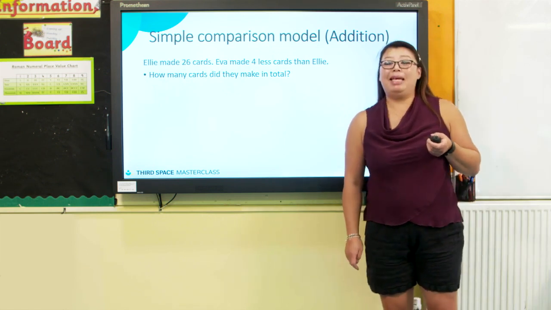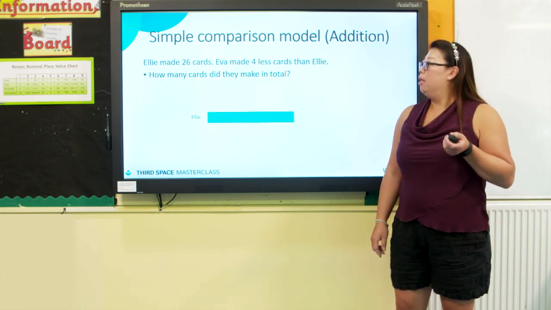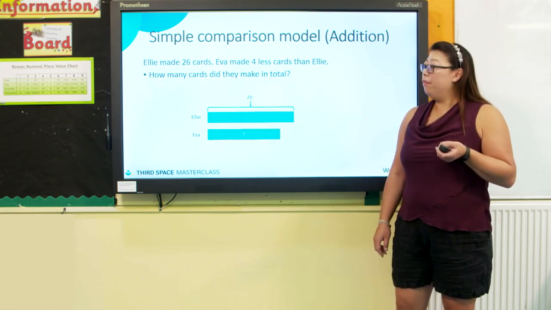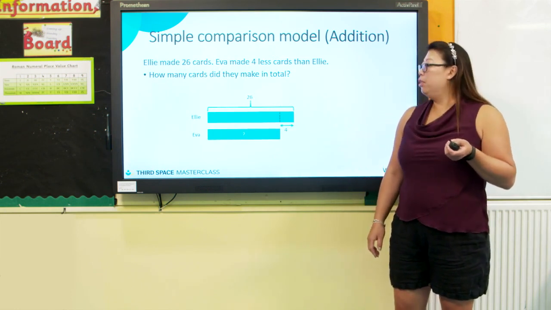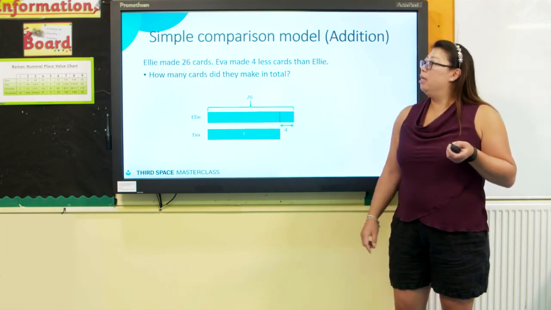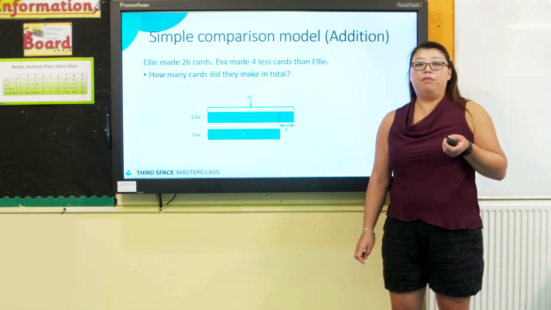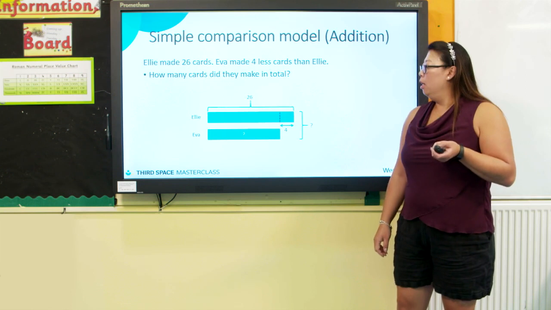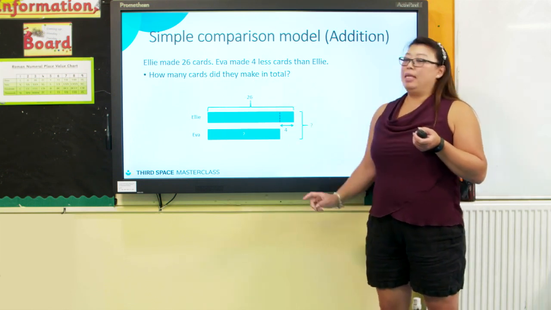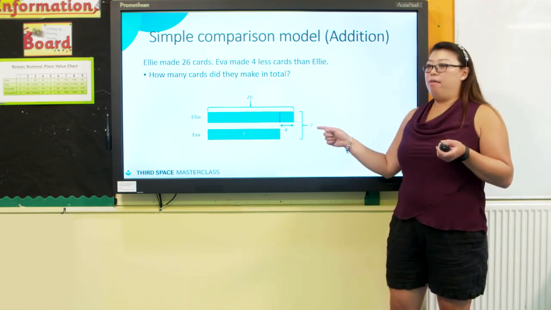What's important to remember here is that you use 2 separate bars to model and compare. So you've got Ellie, who made 26 cards, and you've got Eva, who made an unknown amount of cards, but what we do know is that the difference between the amount of cards Ellie made and the number of cards that Eva made was 4. So here's the difference, and you can mark it on there, on your bar model. Okay, how many cards did they make in total? So there is your question mark.